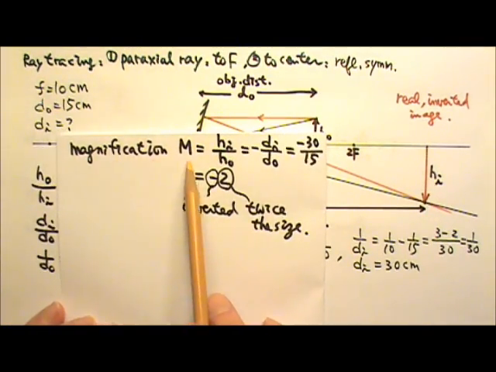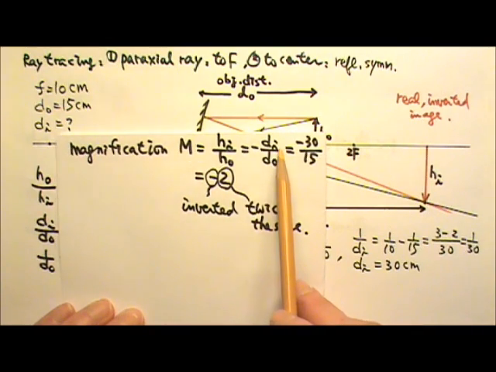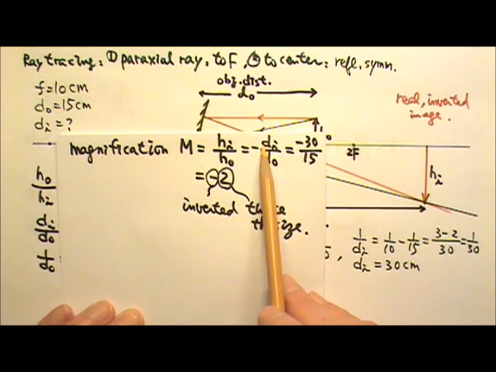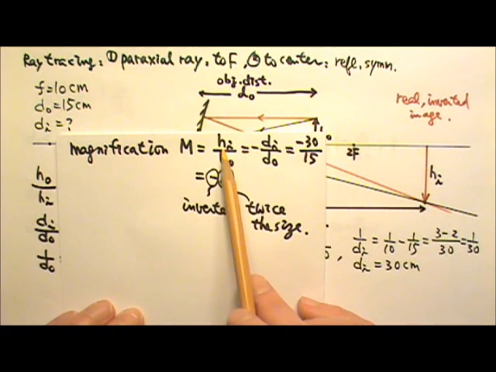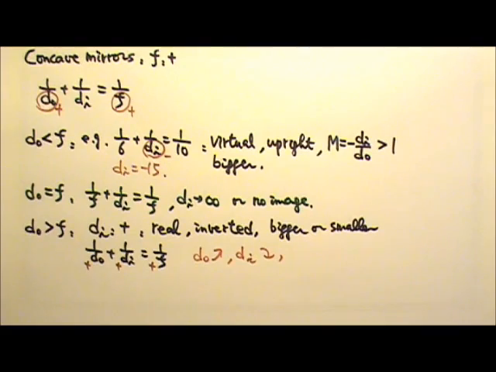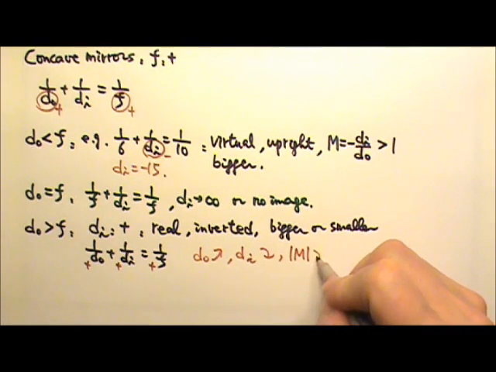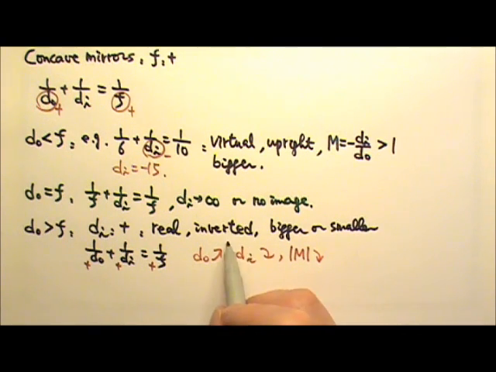Remember the magnification equation? The larger the dI, the bigger the height of the image. So when the dI gets smaller, the absolute value of the magnification would also get smaller. And of course, because the images are inverted, the magnification for real images is negative.